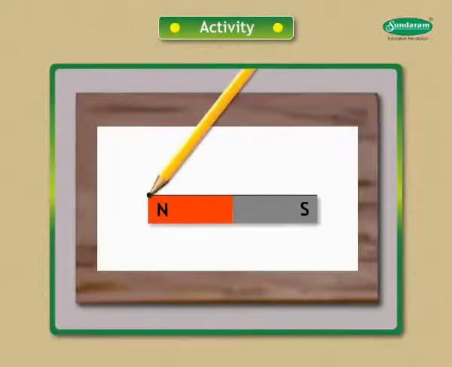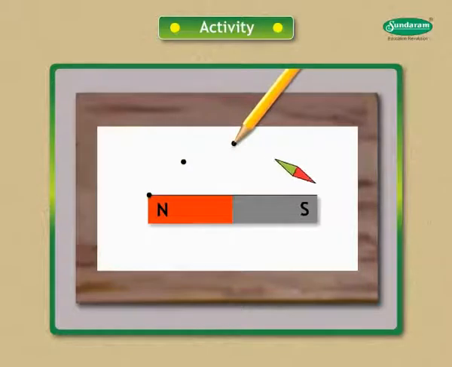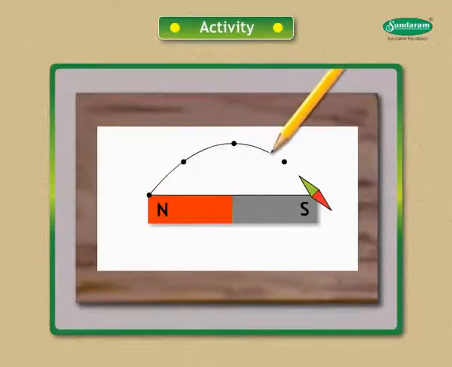Draw the dots with pencil as shown. Go on marking till the needle comes to the other end or pole. Draw a smooth curve using dots. Repeat the process to plot other smooth curves as shown.